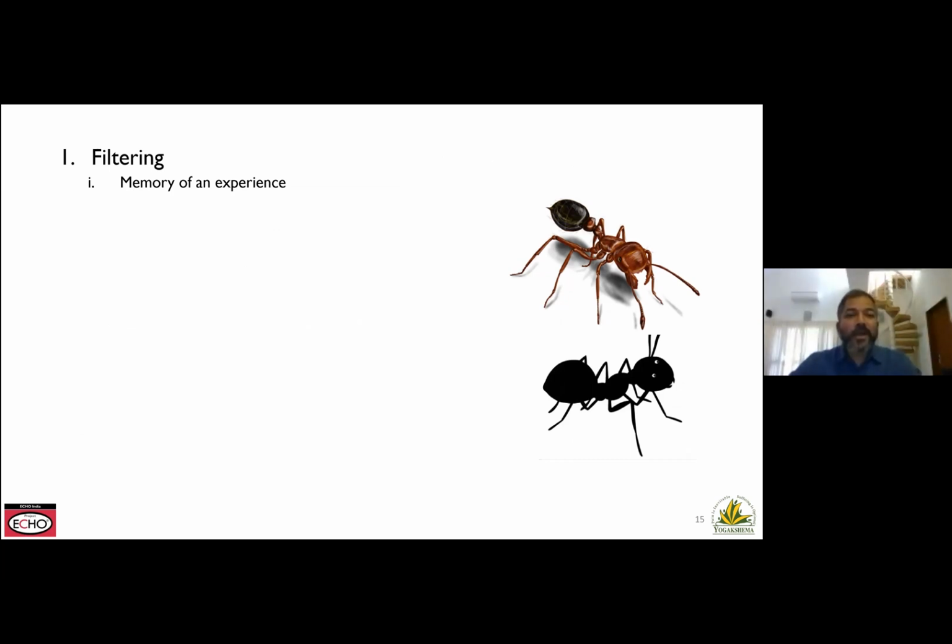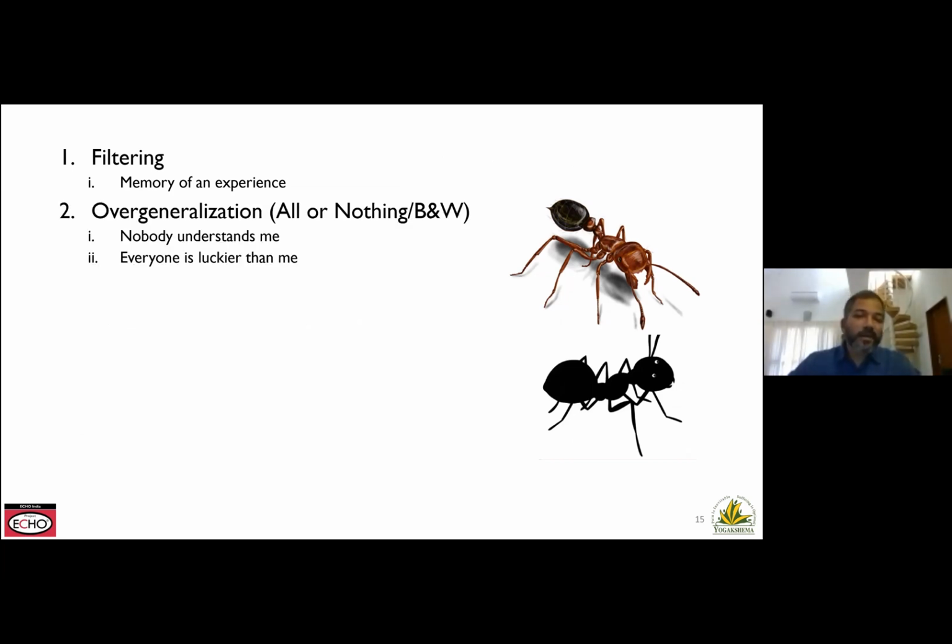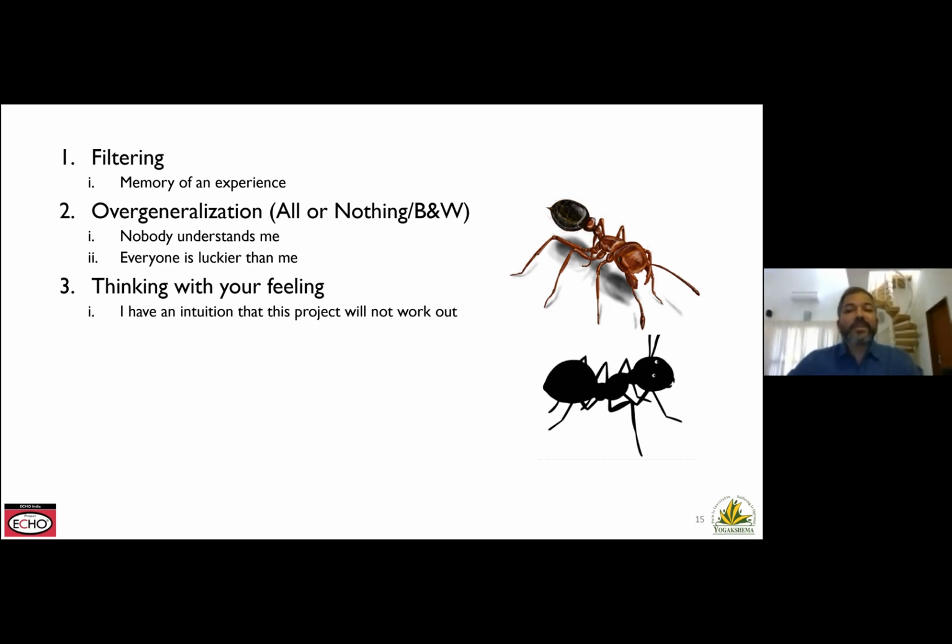The other one is overgeneralization, which is using words like always, never, nothing, everything, and so forth. Just catching ourselves using words like always, never, everyone, no one, everything, nothing will automatically point us in a direction of saying, hey, I seem to be going through overgeneralization. And a third is thinking without data, which is, without much data, we have an intuition a project might not work out. That's thinking with our feeling.